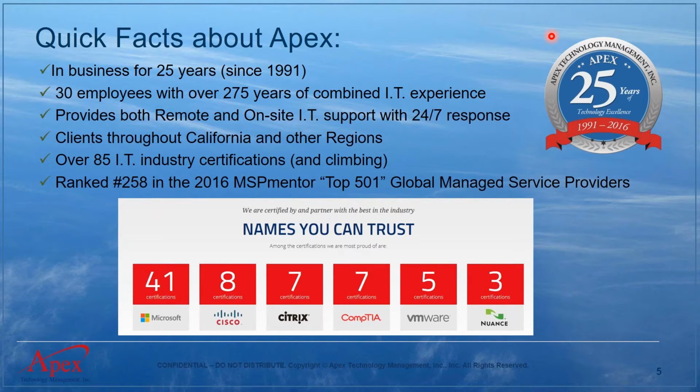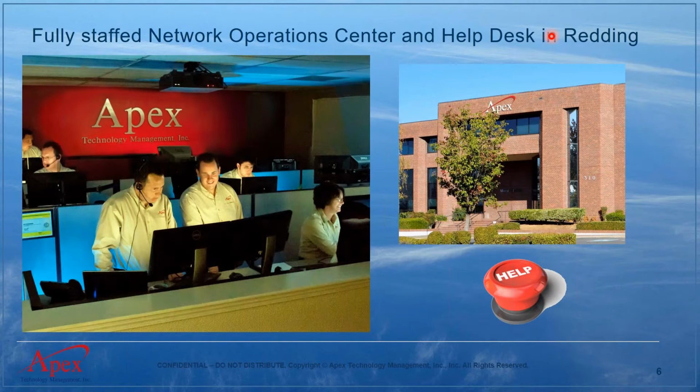We're really proud. This year we were ranked number 258 in the MSP Mentor Top 501 Global Managed Service Provider list. They take a look at all the managed service providers like Apex around the world and come up with their top 501 list, and this year we were ranked number 258 globally, which is a big accomplishment for us up here in Redding. We're real happy about that, and that's a testament that our clients have placed their trust in us. Our team is really doing a good job taking care of them, and we're staying on top of all the latest technology for you.